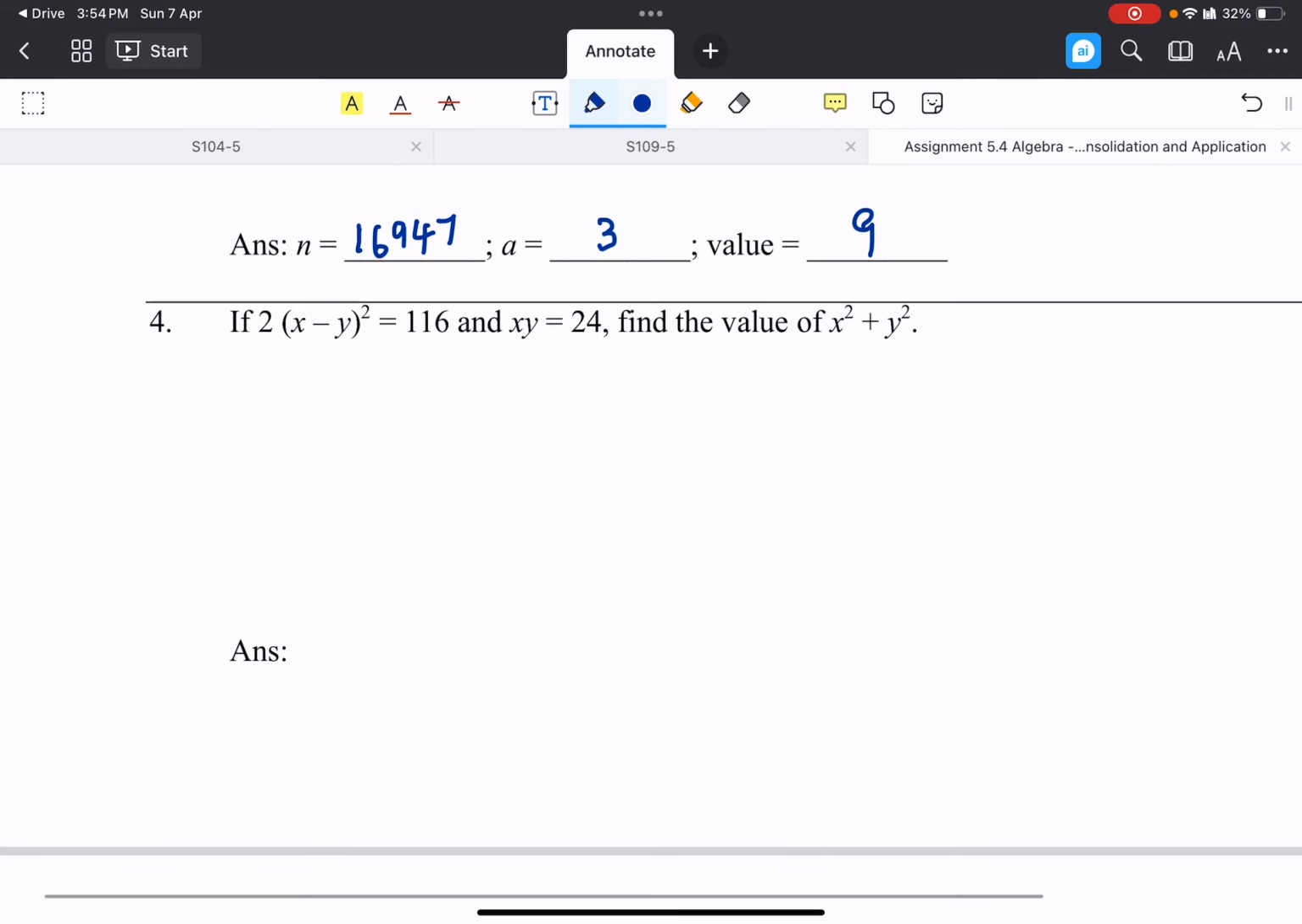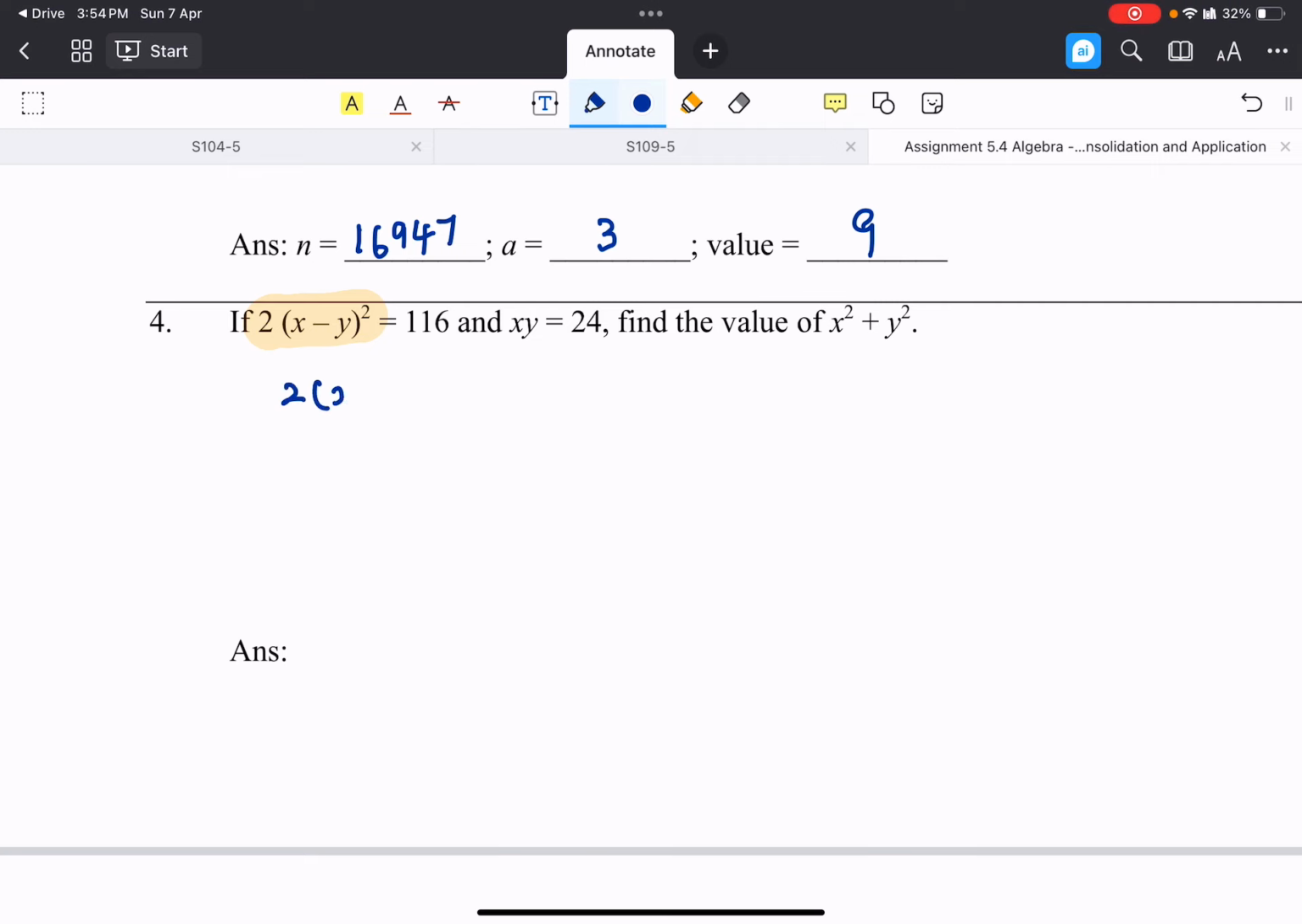So elegant. Well, next one, if 2 times (x minus y) squared is 116, and xy is 24, find the value of x squared plus y squared. Well, this is what we can do, right? We can start from here. Okay. Let me highlight it instead, then I change back to my pen.